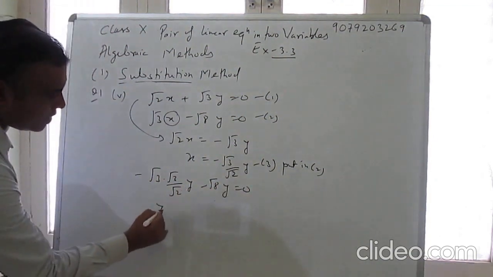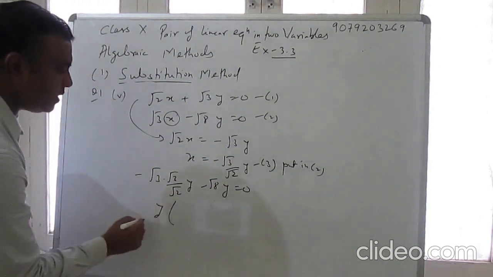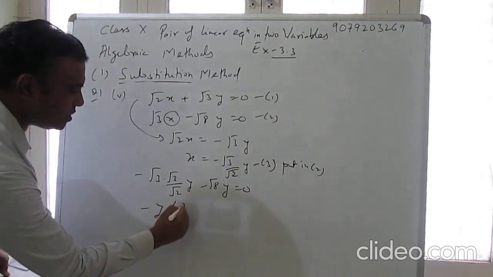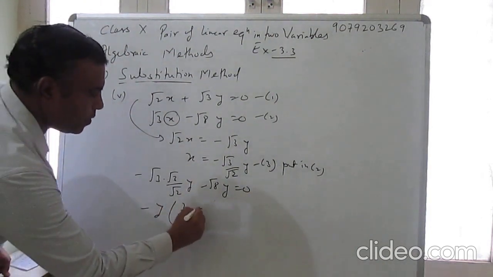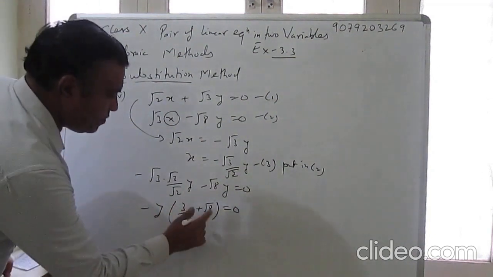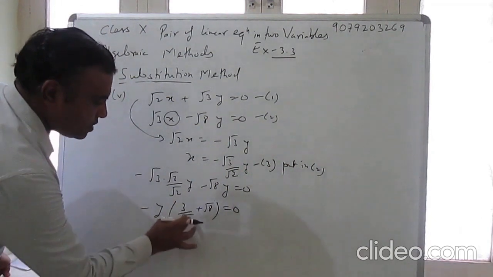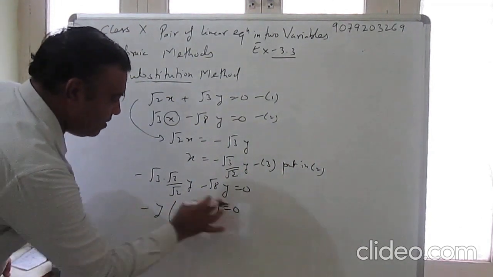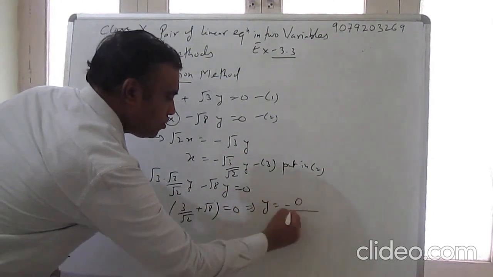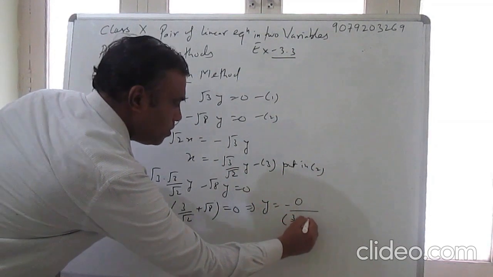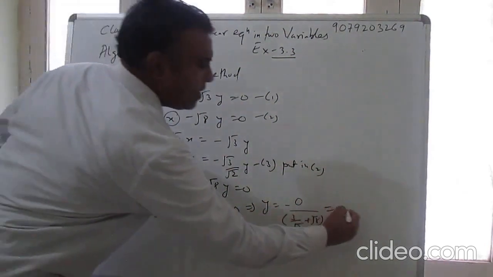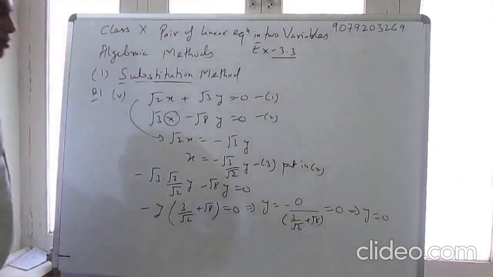Take out y common, so what is left? Take out minus y common. So here what is left is 3 upon root 2 plus root 8 is equal to 0. So you see that this is, suppose, an irrational number; if we divide 0 by it, it becomes 0. See here, y is equal to minus 0 upon 3 root 2 root 8, it is 0. So what is the value of y? y is equal to 0.